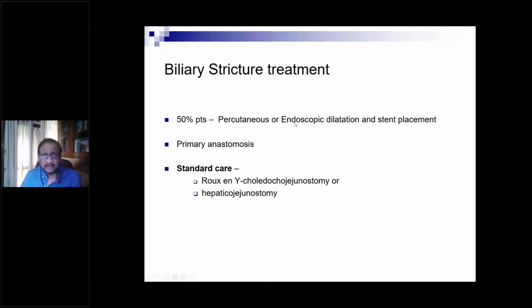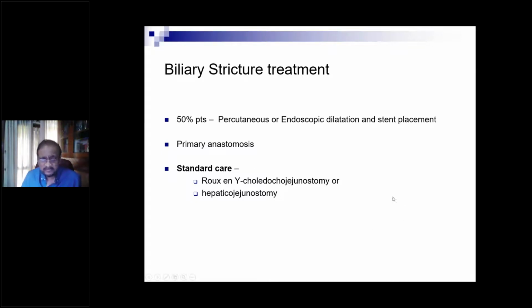Treatment: 50% respond to percutaneous or endoscopic dilatation and stent placement. Either dilate from below or dilate percutaneously, keep a dilator inside and put in a metal stent or a plastic stent. That should be all, and it does make a difference in almost 50% of patients. In the others, if you're not able to do that, then you have only one resort, and that is doing a primary anastomosis. You have to cut just proximal to the stricture and do an anastomosis.